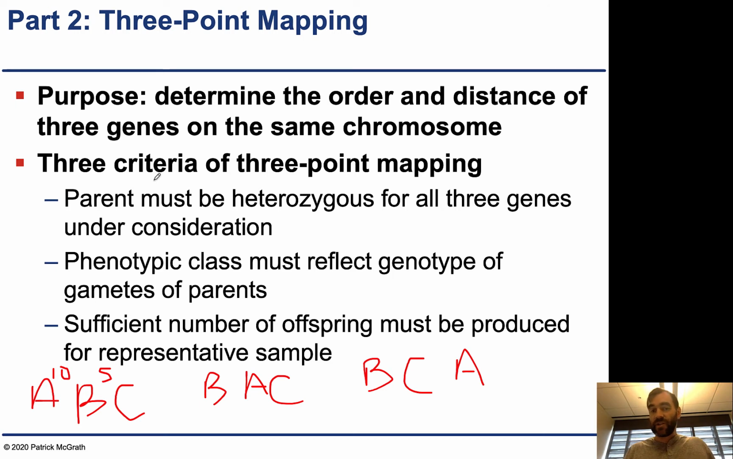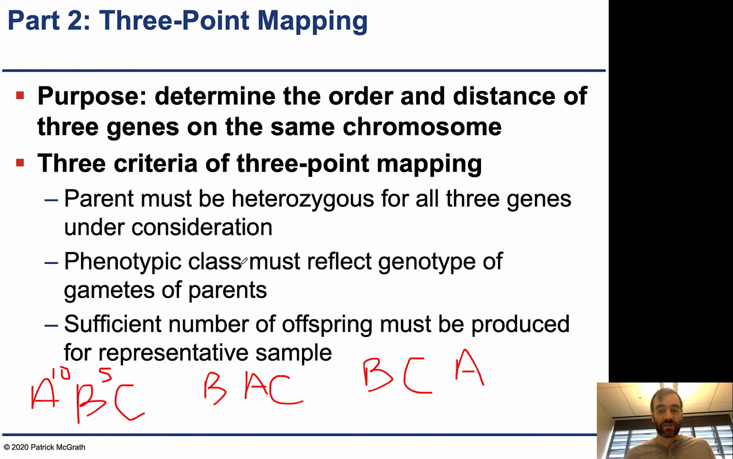So this, again, is simply a test cross that we're doing, where one individual parent must be a heterozygote for all three genes under consideration. And then we cross this individual to a homozygous recessive individual. The phenotypic class must reflect the genotype of gametes of the parents. So in other words, in the heterozygote, the one allele must be dominant to another. So you have to be able to link the particular phenotype of the offspring to the genotype of one of the parents. And then finally, a sufficient number of offspring must be produced for representative samples.